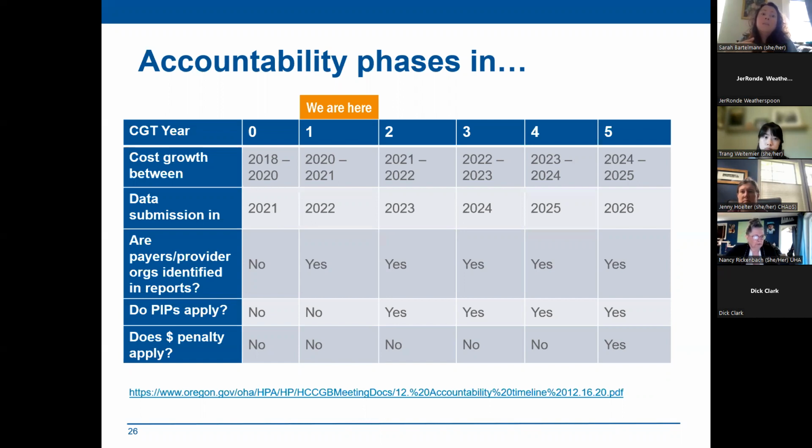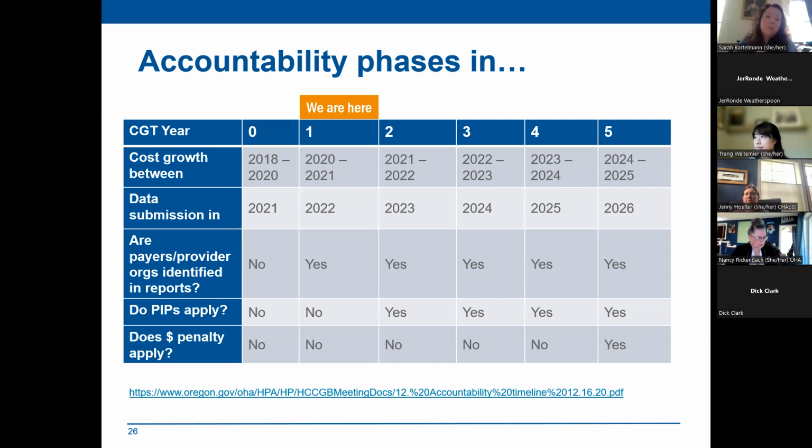The first time any entity would be put on a performance improvement plan is based on cost growth between 2021 and 2022. That data will be collected in fall of 2023, validated in fall, winter 2023, and likely reported and performance improvement plans assessed in 2024. So we still have a bit of a runway.